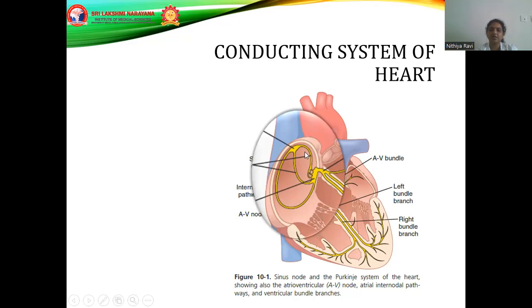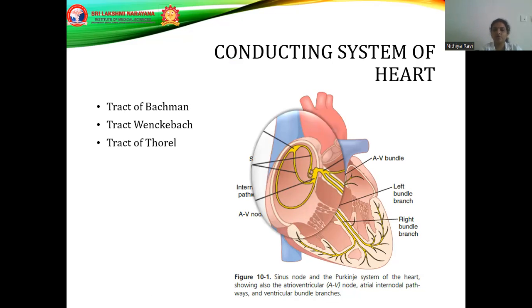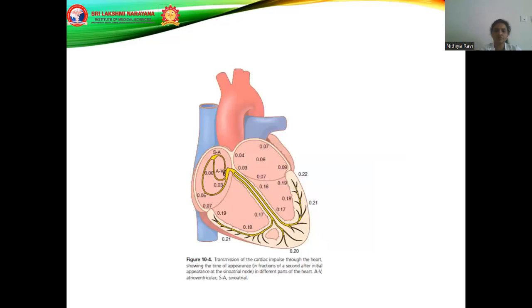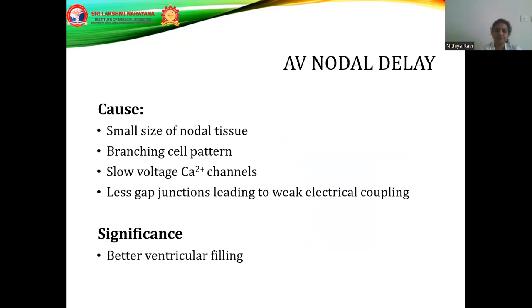There are 3 tracts which carry the impulses from the SA node to the AV node. What are these tracts? They are the tract of Bachmann, the tract of Wenckebach, and the tract of Thorel. These are the 3 tracts between the SA node and the AV node. Do they all conduct the impulses immediately and without any delay? This is about the speed with which it is conducted.